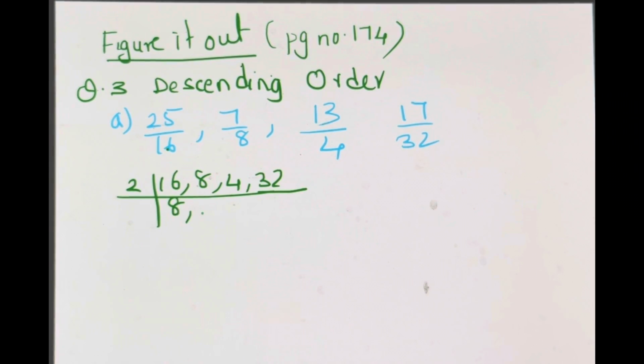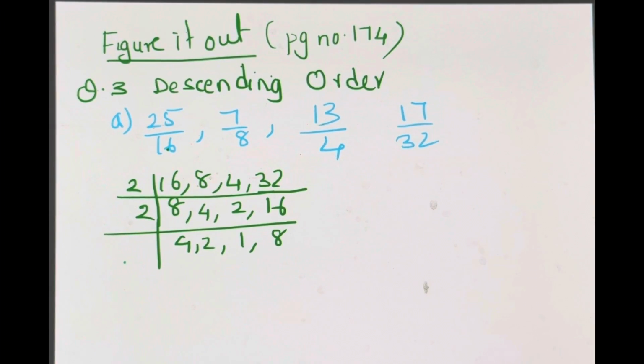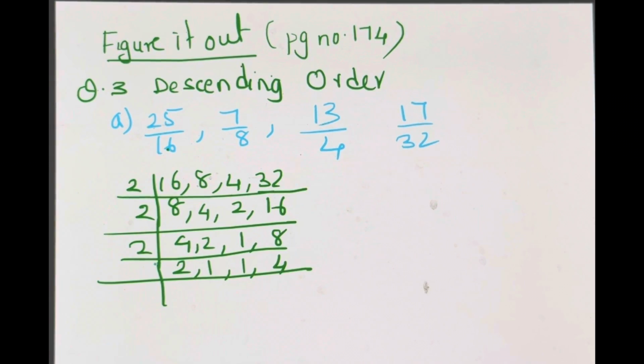2 8s are 16, 2 4s are 8, 2 2s are 4, 2 16s are 32. Again we take 2: 2 4s are 8, 2 2s are 4, 2 1s are 2, 2 8s are 16. Again we take 2: 2 2s are 4, 2 1s are 2, 2 1s are 2, 2 4s are 8. Again we take 2, so 2 1s are 2, 2 1s are 2, 2 1s are 2, 2 2s are 4. And the last left is 2.